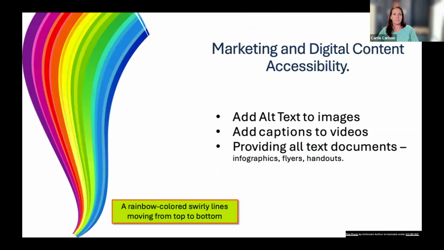And then on the next slide is a rainbow, right? If you can't tell, I love rainbows. And it goes from purple to red to yellow, green, blue, and it's large at the top and goes smaller at the bottom. And down at the bottom of this, a little bit to the right, it says a rainbow colored swirly lines moving from top to bottom. And that is an example of an alt text or an image text, right? So it says marketing and digital content accessibility up here.